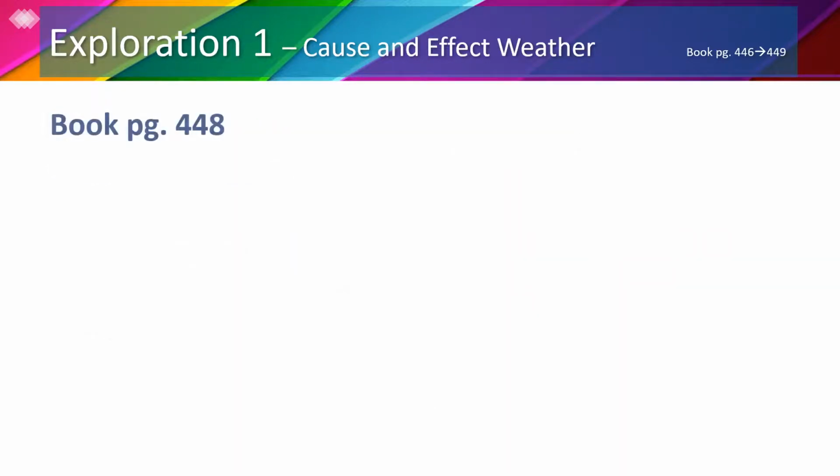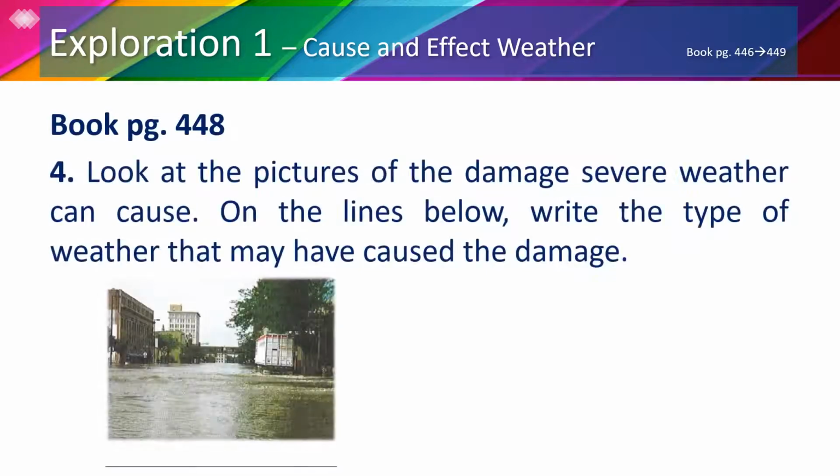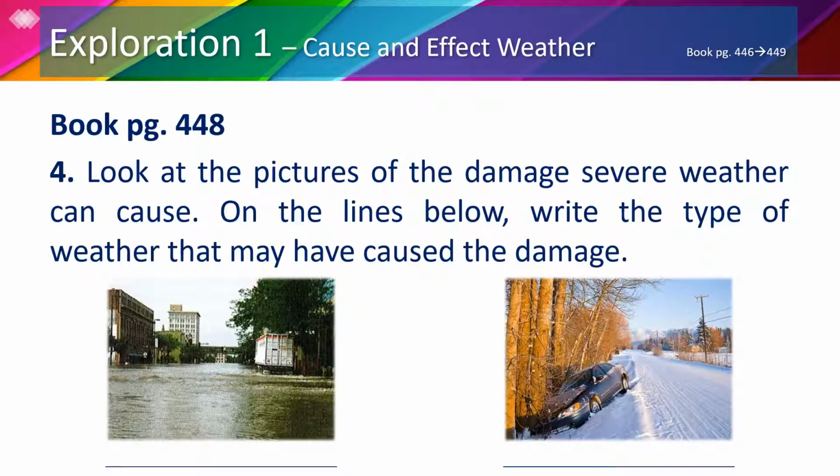In your book's page 448, number 4, look at the pictures of the damage severe weather can cause. On the lines, we're going to write the type of weather that may have caused the damage. In the first picture, we can see flooding water on the streets. That much water can be caused by a thunderstorm or a hurricane where there is heavy rain. In the second picture, we can see a car stuck in snow. Snow can be caused by an ice storm or a blizzard.